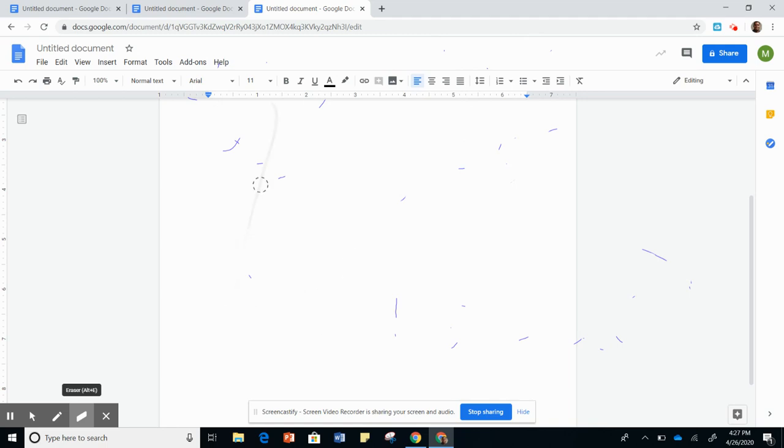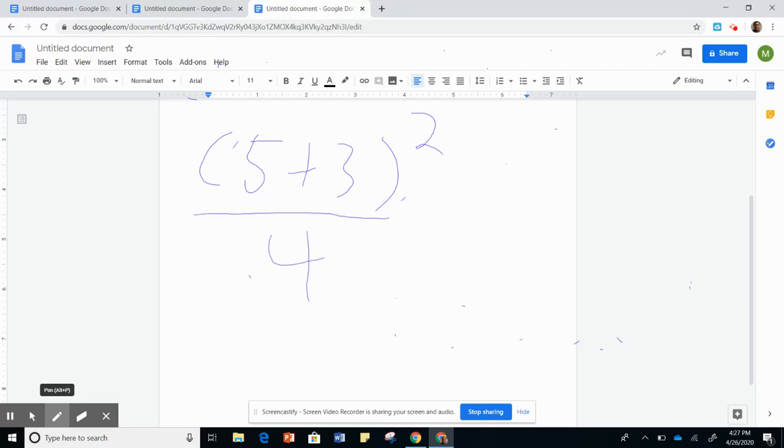Okay, so here's a problem with the exponent. And you'll see how this works. Okay, here we go. So let's say we have (5 plus 3) squared all over 4 plus 3 times negative 1. Okay, so notice our parentheses is right in front of us, 5 plus 3, which gives us 8. And I'm going to write it down here, so that's done.